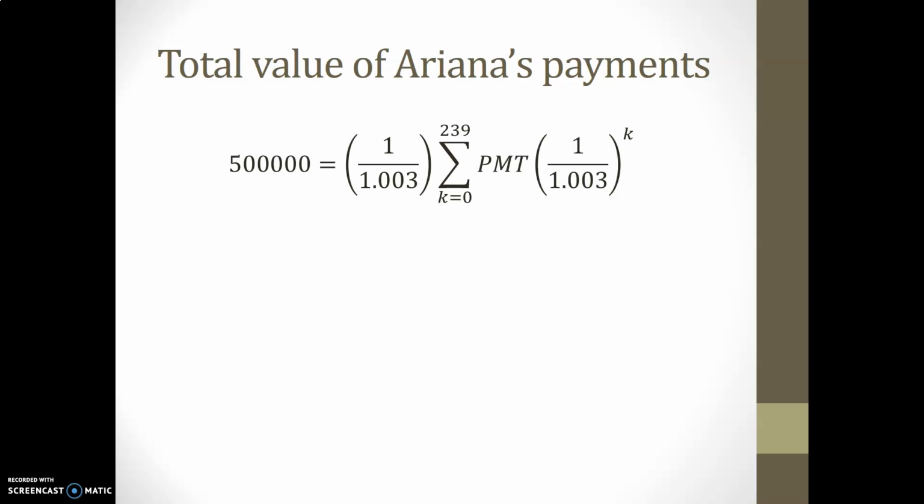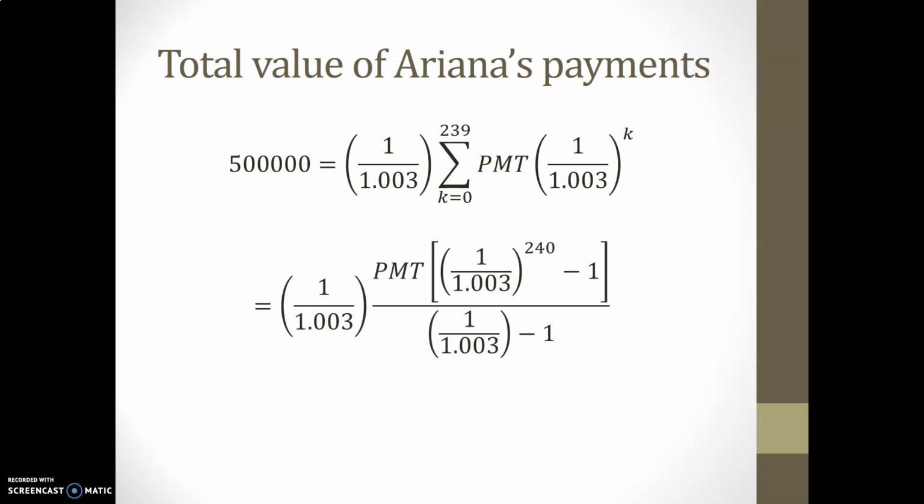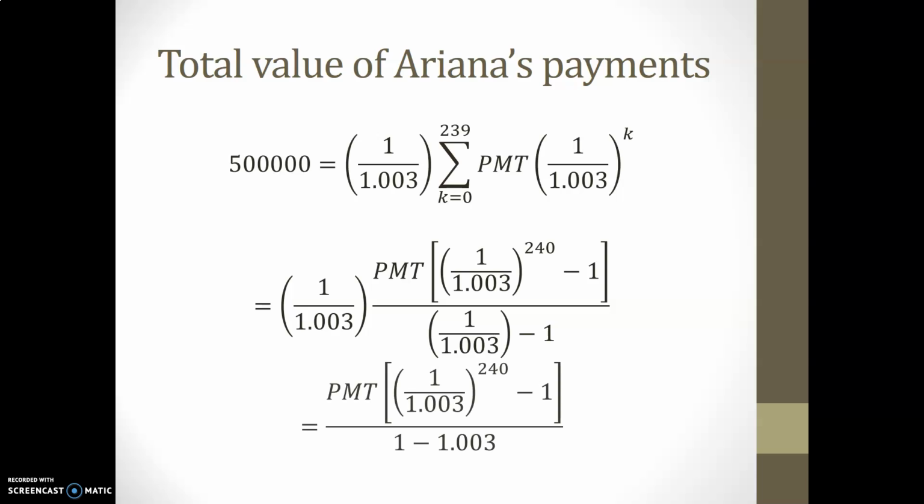So here is the comparison we're making. $500,000 is the value of the mortgage. On the right-hand side is the value of Ariana's payments, and of course they are meant to equate or to reimburse the mortgage itself. The summation, the geometric series, we have a formula that we can use to find its total value. What I've done is I've distributed the 1.003 out in the front to the denominator, and that's why the new denominator looks the way that it does.